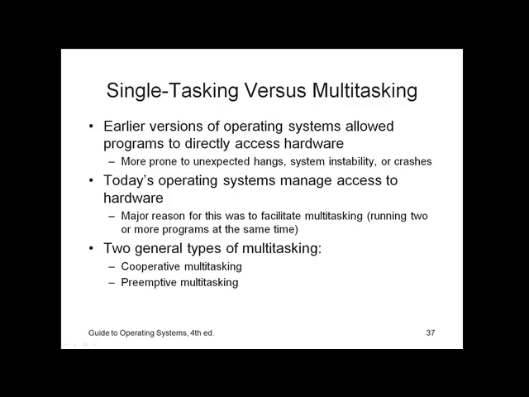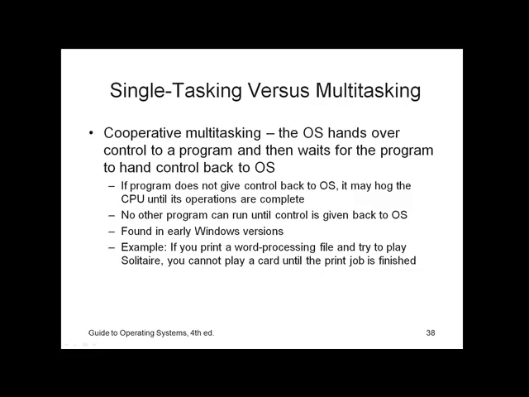There are two general types of multitasking: cooperative multitasking and preemptive multitasking. Let's discuss both of these. In cooperative multitasking, the operating system hands over control to a program. It will then wait for that program to hand the control back to the operating system. This is an important differentiation.